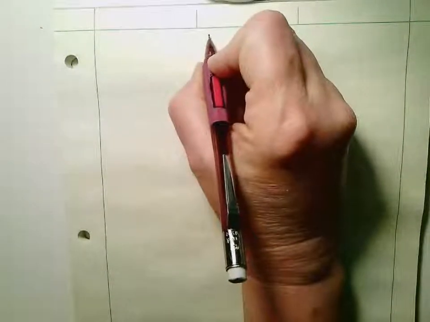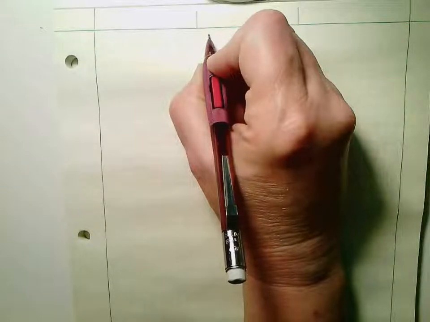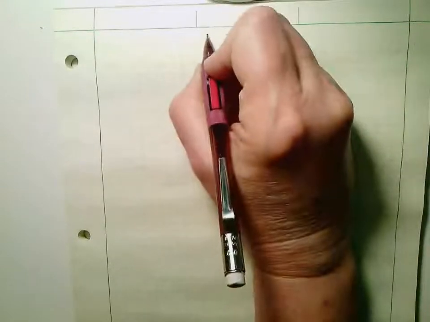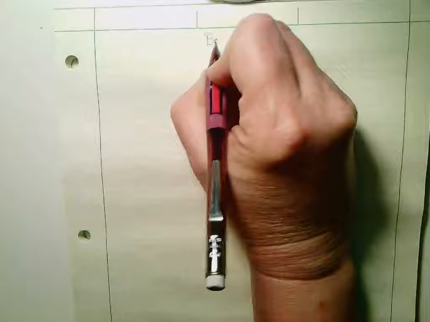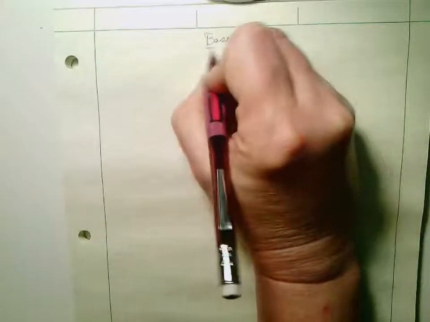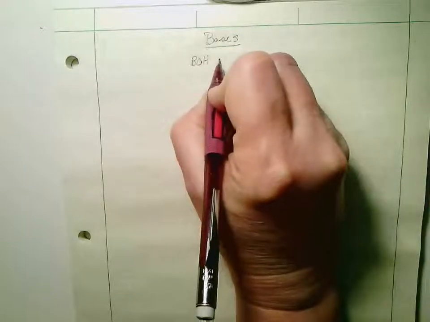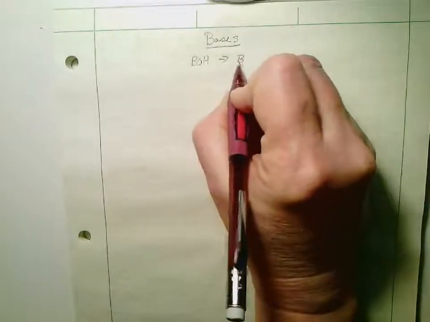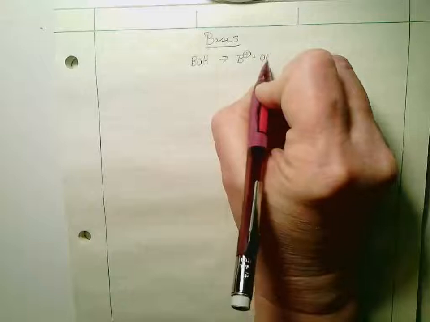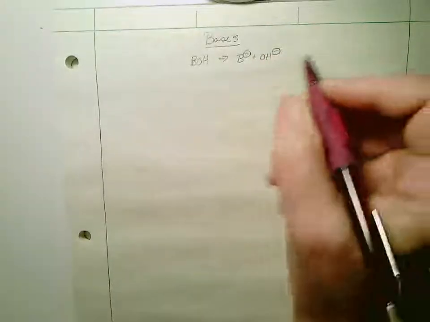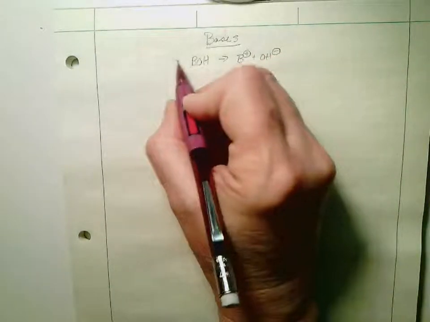Hi guys, so now we're going to do video 2 on pH and pOH, because we're going to have to deal with bases a little bit separately from acids. Same things apply, however. The general reaction, and I'm just going to use a strong base, dissociates, giving me B plus OH minus, and this would be my reaction.